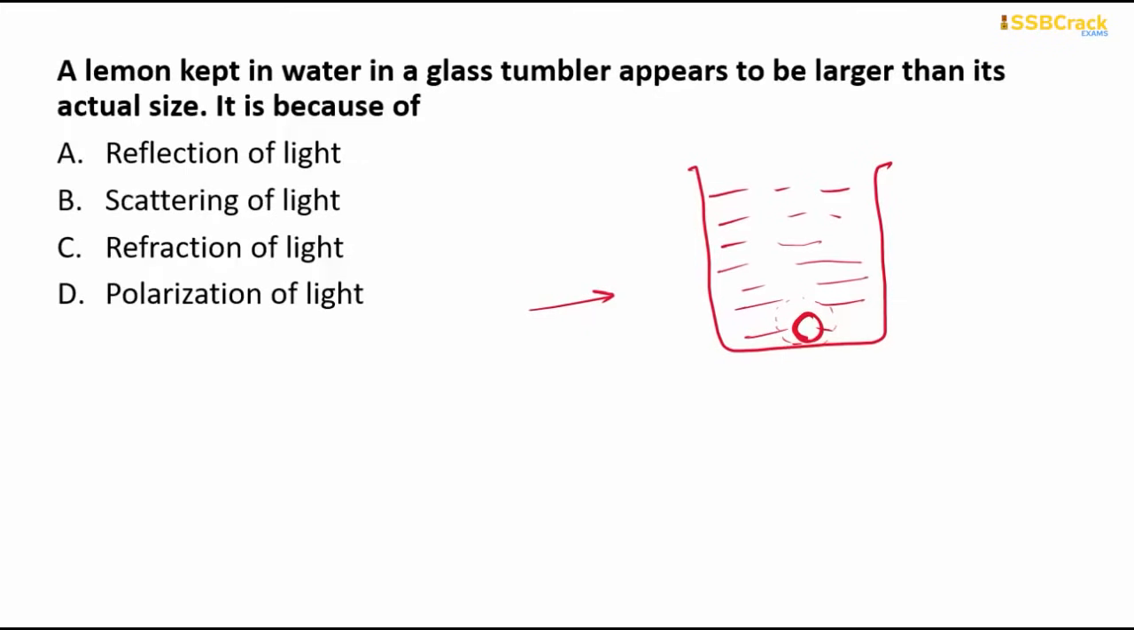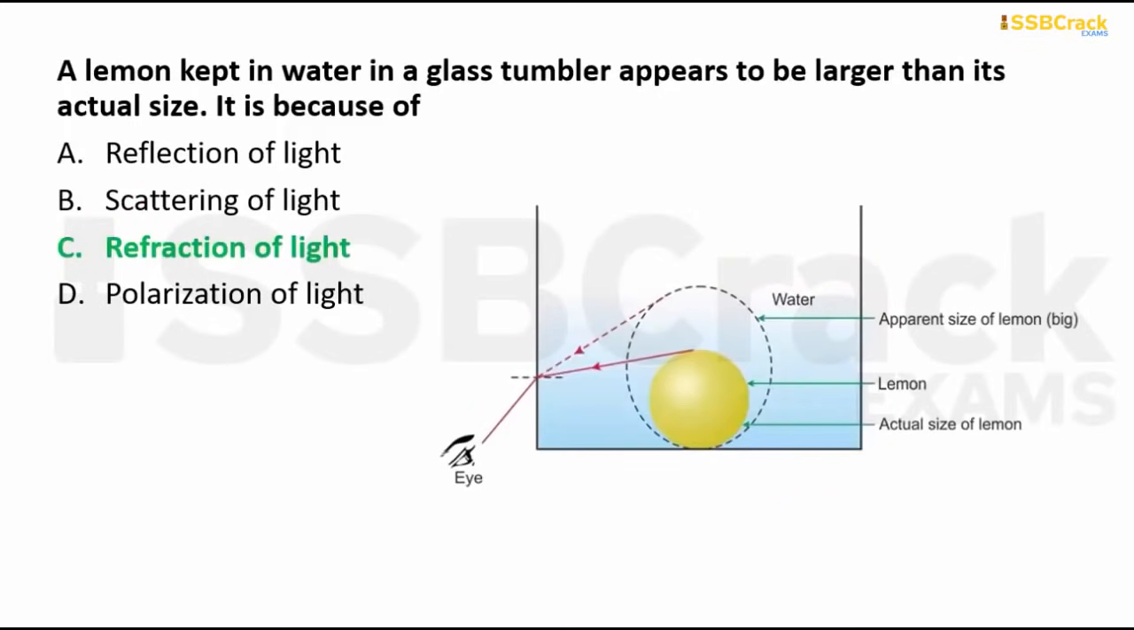It is not only in the case of the lemon. Even if you take up a coin, it will also appear larger. Even if you take up a pencil or any particular pen, that also will appear larger the moment it enters the glass tumbler. The main reason for this property is option C, the refraction of light.